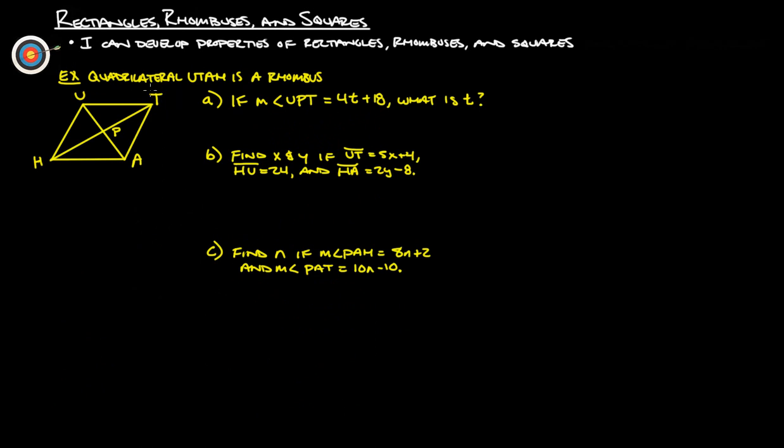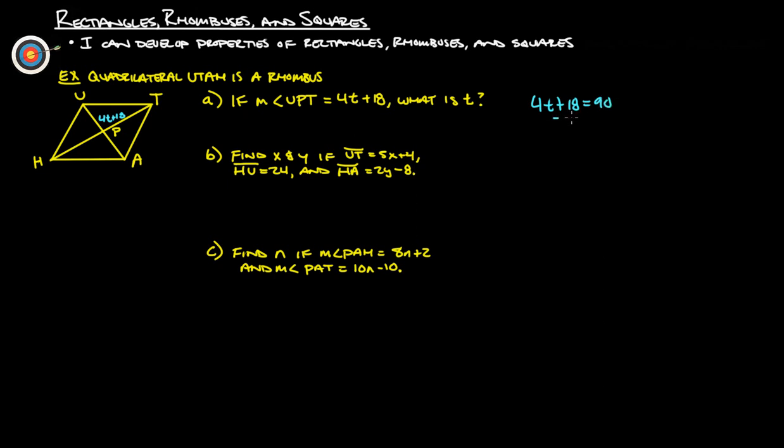Example. Quadrilateral UTAH is a rhombus. If the measure of angle UPT here is 4t plus 18, what is t going to have to be? We know that it's a rhombus, so the two diagonals intersect at a 90-degree angle. They bisect each other, and they're also perpendicular to each other. So that means 4t plus 18 has to equal 90 degrees.